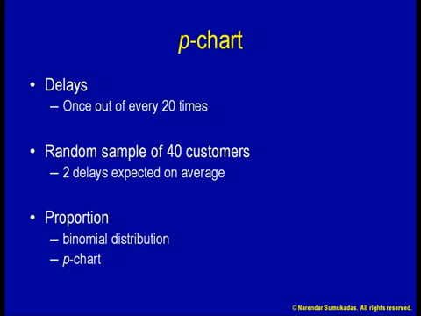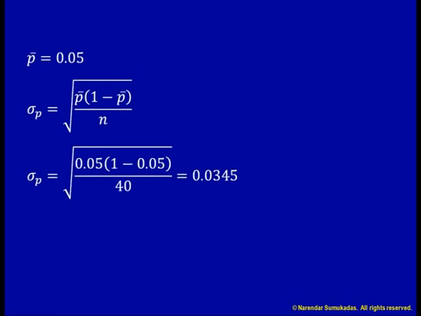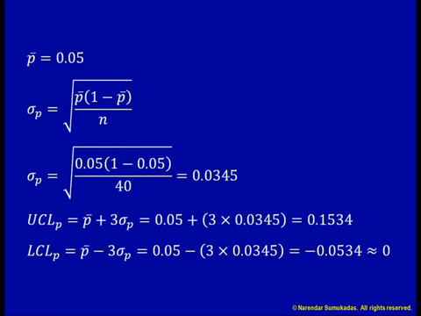Given that on average, a delay happens once out of 20 times, the average proportion delayed, or p-bar, is 0.05. This p-bar will be the center line of my control chart. The standard deviation of this proportion, sigma p, can be calculated using the formula shown. Once I know the standard deviation, I can calculate the UCL and LCL as the mean plus or minus 3 standard deviations. Note here that the proportion must always be between 0 and 1. Of course, I cannot have a negative number of delays, so I can truncate the LCL at 0.